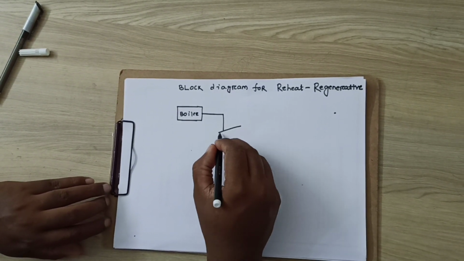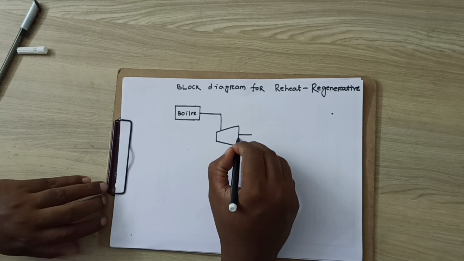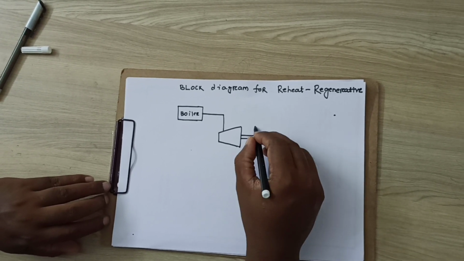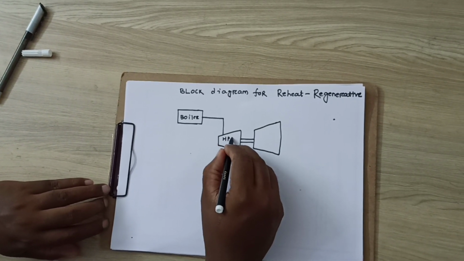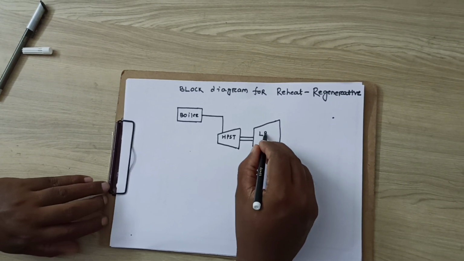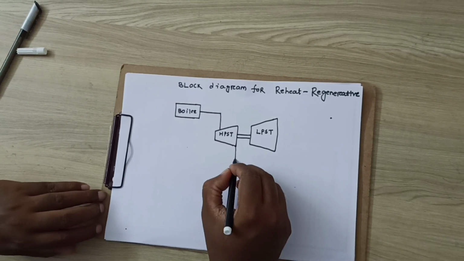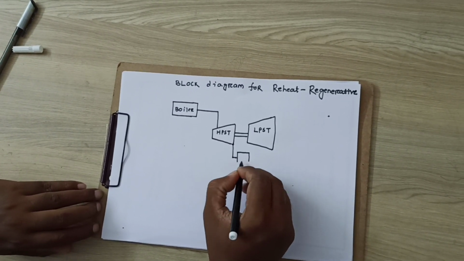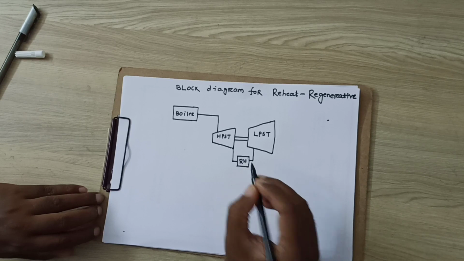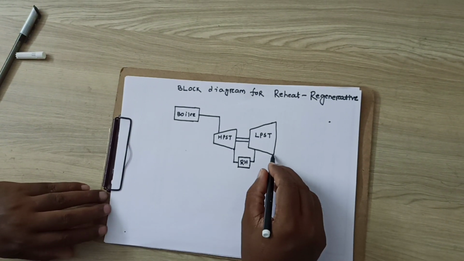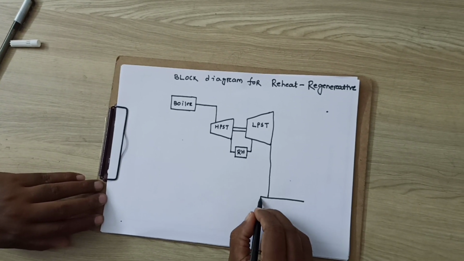The high pressure steam turbine, the size will be a little bit smaller. Then here, in another series connection, there will be a low pressure steam turbine. So this one is your high pressure steam turbine and this one is your low pressure steam turbine. And in the steam path, here we will incorporate a reheater. This reheater I am writing only as RH. Then the steam extract will go here, and this will be the condenser.